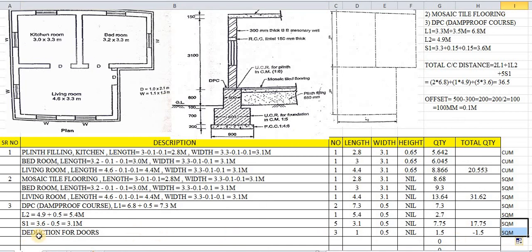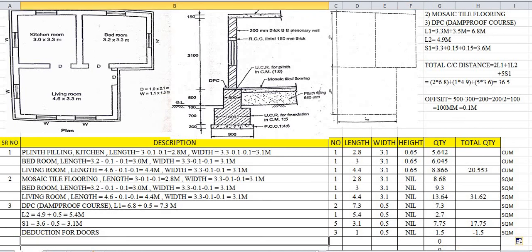Here the deductions for doors concept is very important. Three doors are there. What is the length of one door? 1 meter. What is the width? The same DPC width of 0.5. What about the height of the door? The height of the door will not be considered, because we are finding the quantity of DPC, and the DPC height is negligible. So we just multiplied these quantities and it comes to 1.5. Why did we take minus? Because it is to be subtracted.